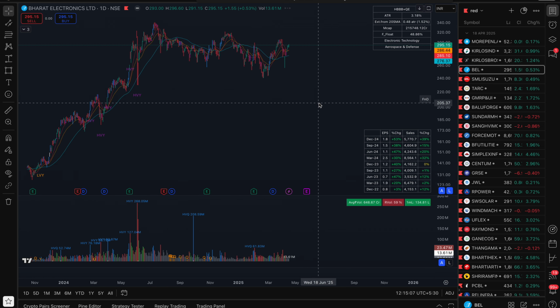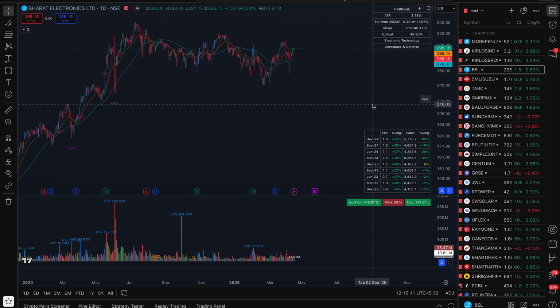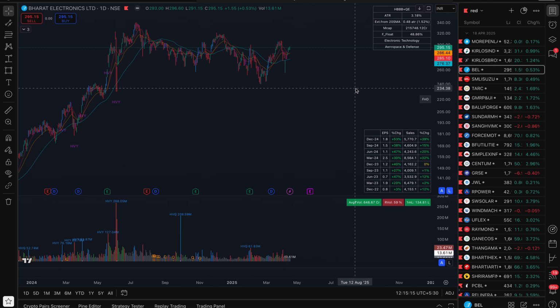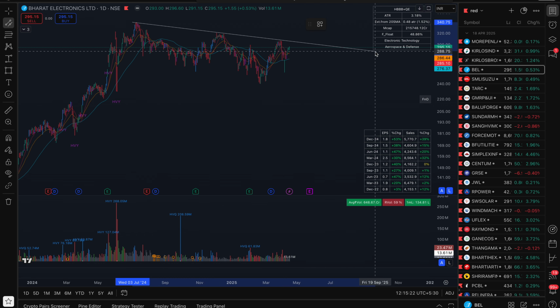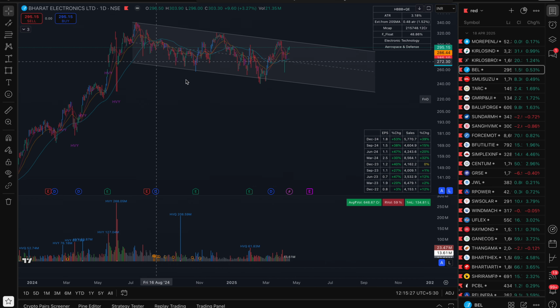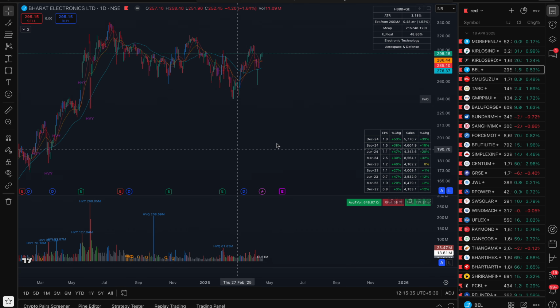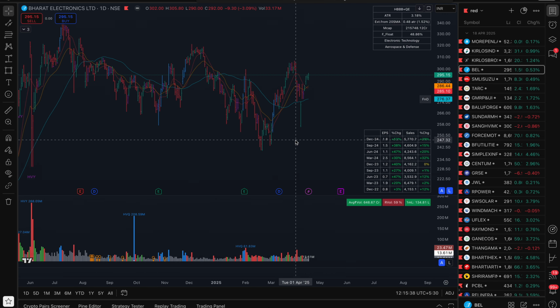So BEL, what kind of base is this? BEL is, in my opinion, a great continuation base. It's a prior uptrend, and now we are basing inside a downtrending channel. The downtrending channel does not have a very strong downward slope. So these bases are not bad. This would be a great time, I mean, this breakout is an actionable one.